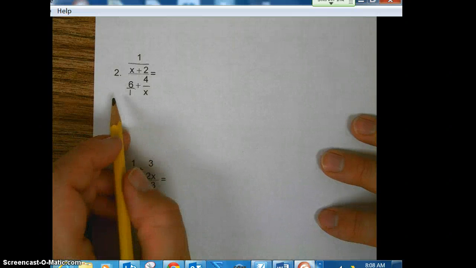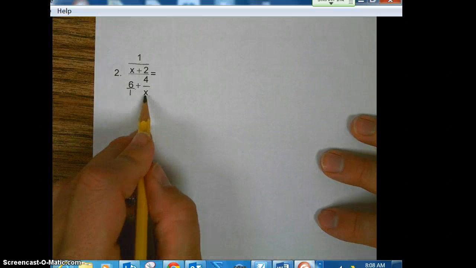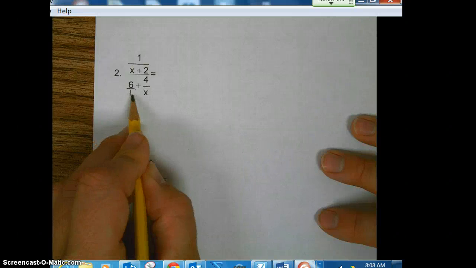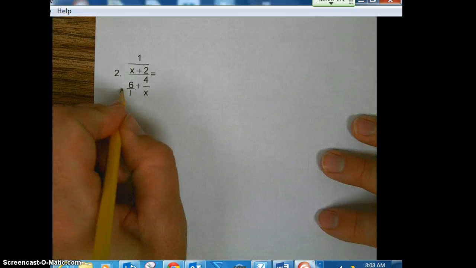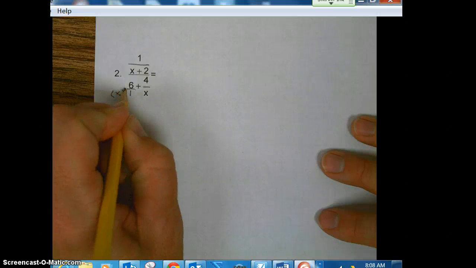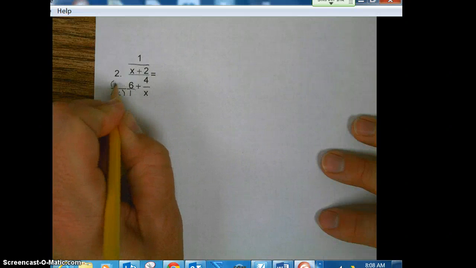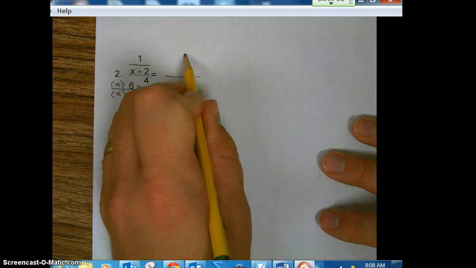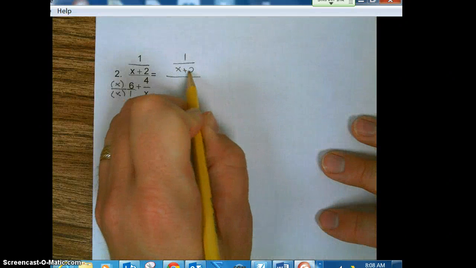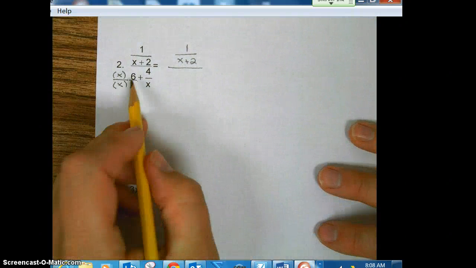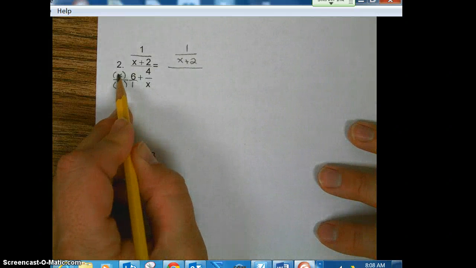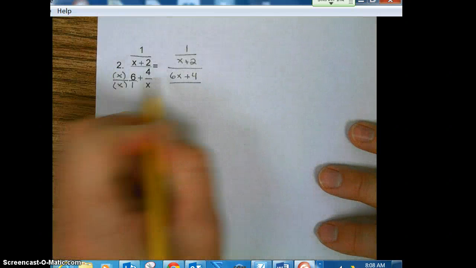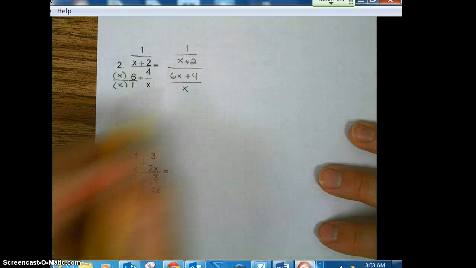Then we have to get a common denominator. When you're dealing with a variable, the best thing to do is just multiply them together. So 1 times x is x. So this needs an x. If I multiply the denominator by x, I multiply the numerator by x. So the numerator stays the same. The denominator, 6 times x, is 6x, plus 4 is 6x plus 4. And then the denominator stays the same.